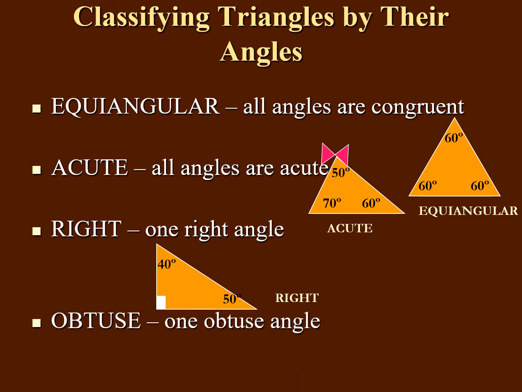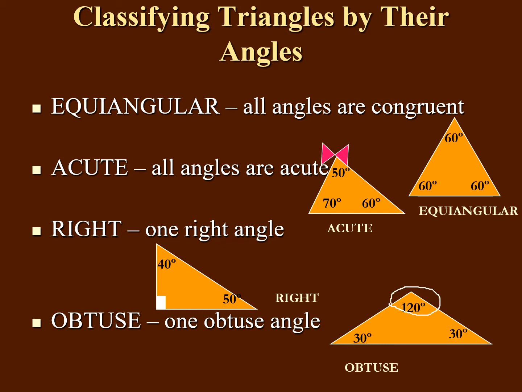And the same thing with obtuse. You can only have one obtuse angle, the real wide one, the other two have to be acute, or it won't add up to 180 like it's supposed to.